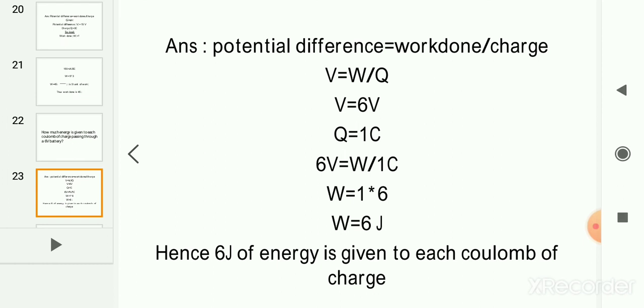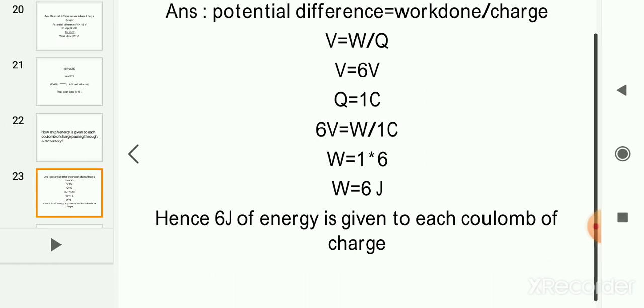In the given formula, what are all the values given? You have to substitute first. V is equal to 6 volts. Q is equal to 1 coulomb. So 6 volts is equal to W by 1 coulomb. W is equal to 1 into 6. So the work done is 6 joules. Hence 6 joules of energy is given to each coulomb of charge.